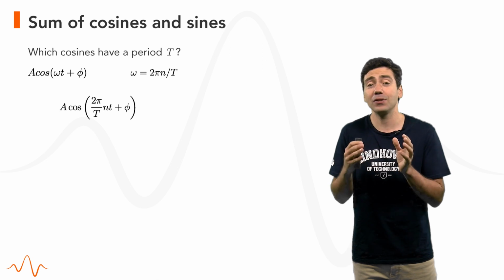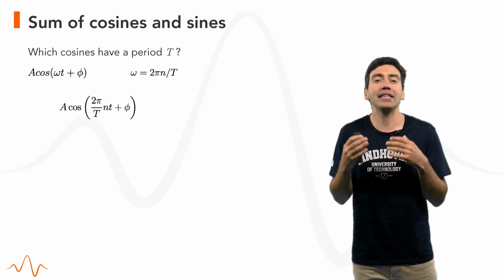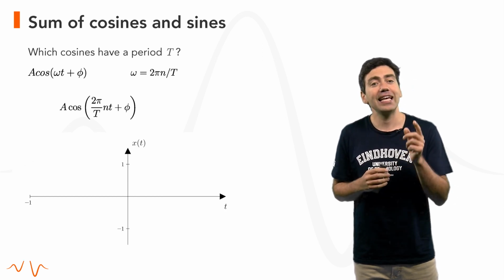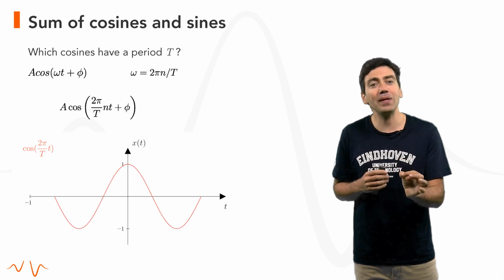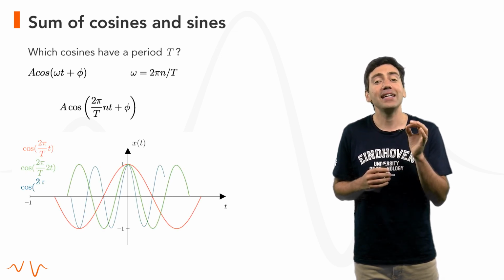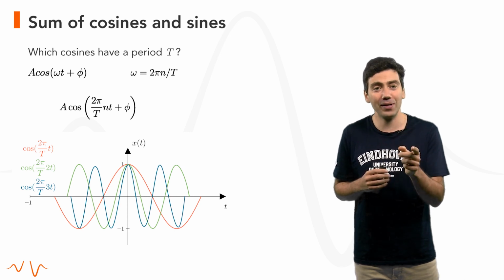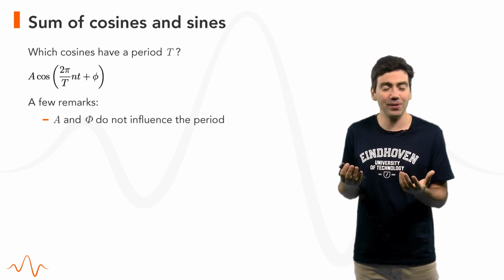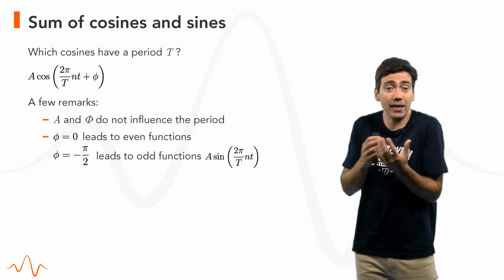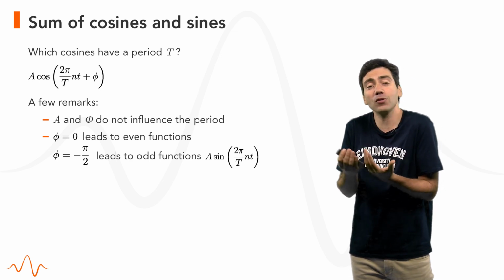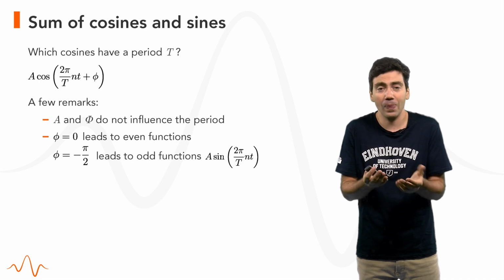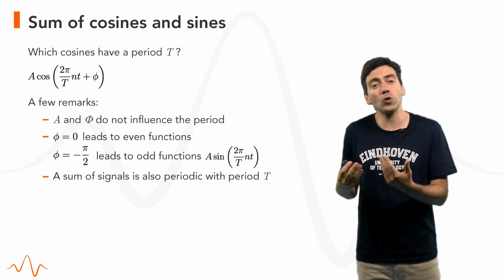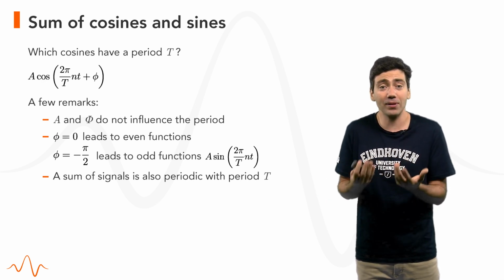So if omega is 2 pi over capital T times a given n, then this cosine will be periodic with period capital T. Note that the fundamental period will be capital T over n. However, capital T is also a period. Now, a few remarks. The amplitude and the phase do not influence the period. If we pick phi equals 0, we get a cosine, but if we pick, for instance, phi to be minus pi over 2, we get a sine. A sum of this signal is, of course, also periodic, with the same period capital T.